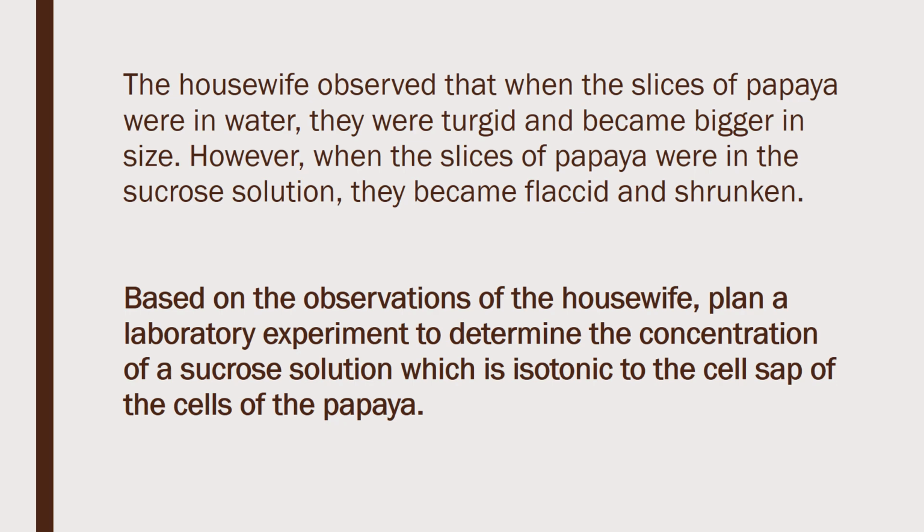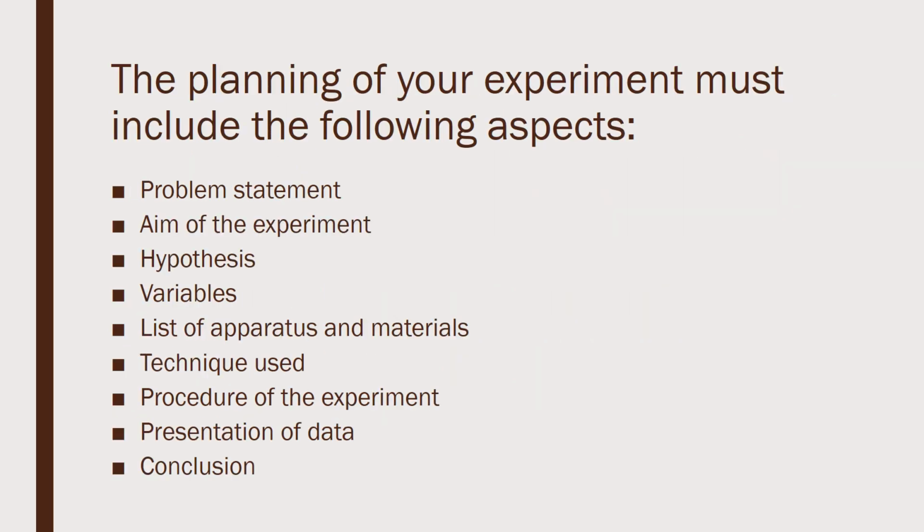Based on the observations of the housewife, plan a laboratory experiment to determine the concentration of the sucrose solution which is isotonic to the cell of the papaya. The planning of the experiment must include the following aspects: problem statement, aim of the experiment, hypothesis, variables, list of apparatus and materials, technique used, procedure of experiment, presentation of data, and conclusion. I will go into details of every aspect and teach you the technique in answering it.